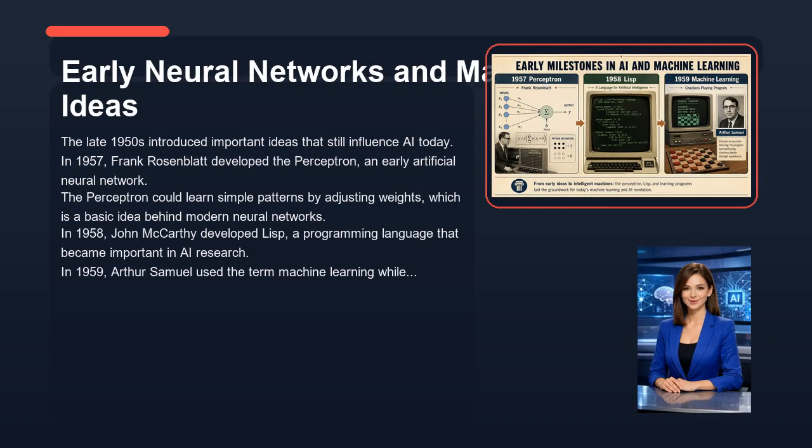Now let's look at early neural networks and machine learning ideas. The late 1950s introduced important ideas that still influence AI today. In 1957, Frank Rosenblatt developed the perceptron, an early artificial neural network. The perceptron could learn simple patterns by adjusting weights, which is a basic idea behind modern neural networks. In 1958, John McCarthy developed Lisp, a programming language that became important in AI research. In 1959, Arthur Samuel used the term machine learning while working on a checkers-playing program. These early breakthroughs showed that computers could improve through experience, not just follow fixed instructions.